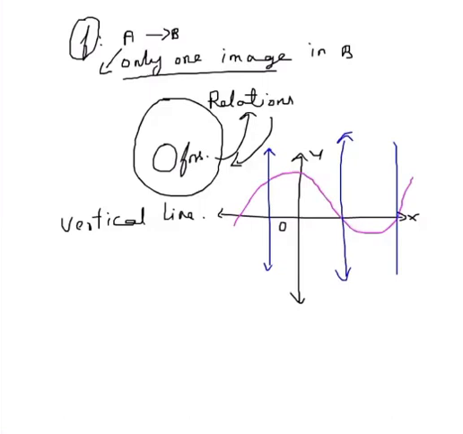So to check whether a relation is a function or not, we can do vertical line check if the graph is given. If it intersects at more than one point, then it is not a function. For example, let us consider this parabola. I am drawing a vertical line and checking. It cuts the graph at 2 points. Therefore, it is not a function, but it is a relation.